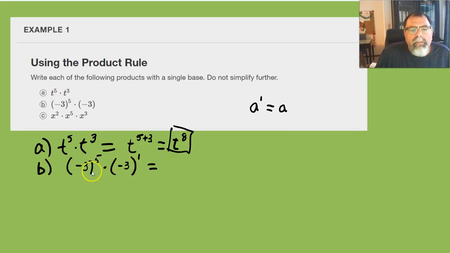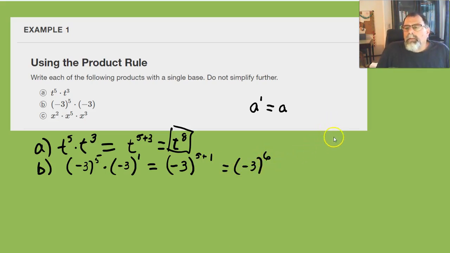Alright, so now using the product rule, they both have the base of negative 3. And you want to put the parentheses in it because of the way our notation works. 5 plus 1, I'll get back to that, 5 plus 1, so that equals negative 3 to the 6th.